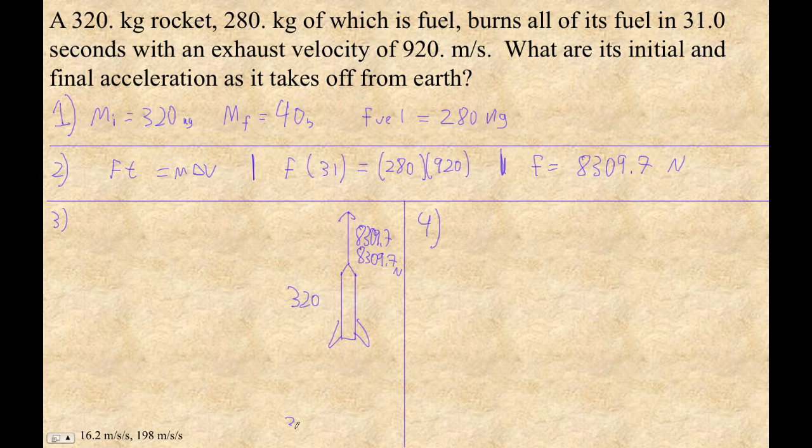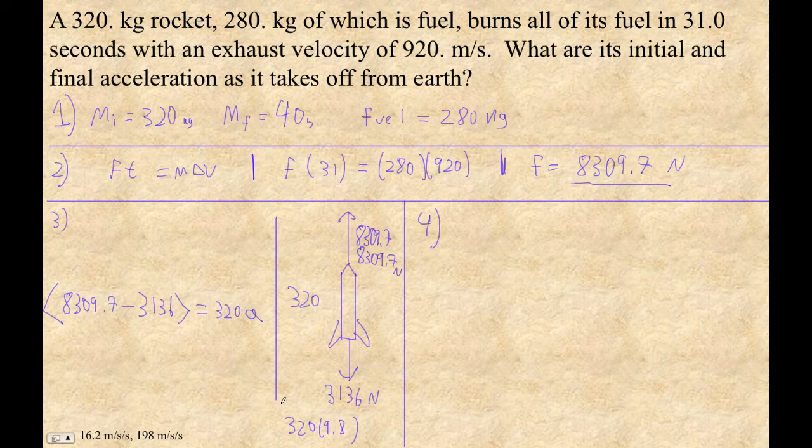So 320 times 9.8 is 3136. So this downward force is 3136 newtons, right? And now we're all set. Now we can set up an expression. We can go 8309.7. That's our thrust, right? That's the upward force minus the force of gravity equals 320 times A, right? And now we just do the maths.